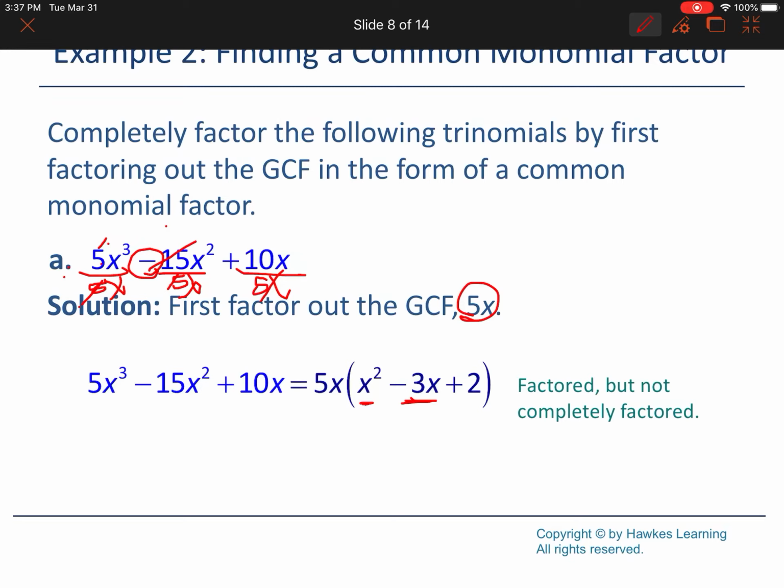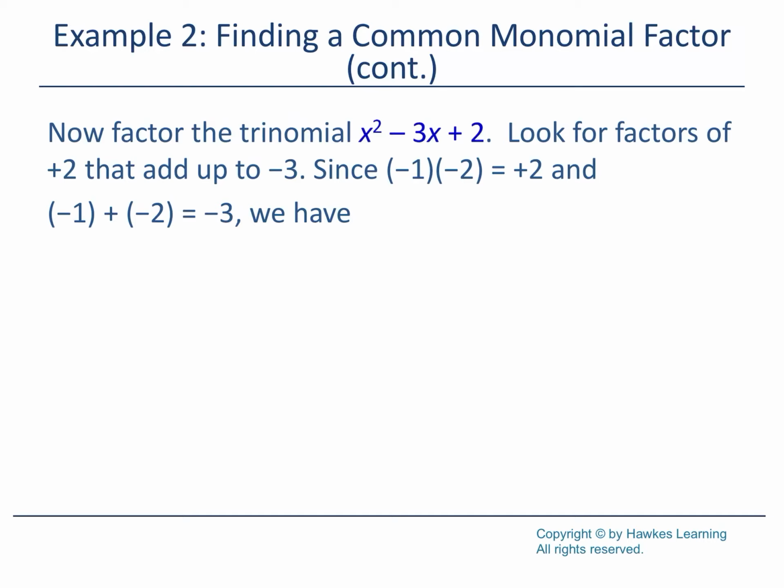Now this is factored, but it's not completely factored because I have to see whether I can keep going. So this term inside here is now a trinomial that looks like the ones we've been factoring, right? I need two numbers that multiply to be 2, but add up to be negative 3. So they multiply to be positive 2. They have the same sign. And since they're adding up to negative 3, it's got to be a negative sign.